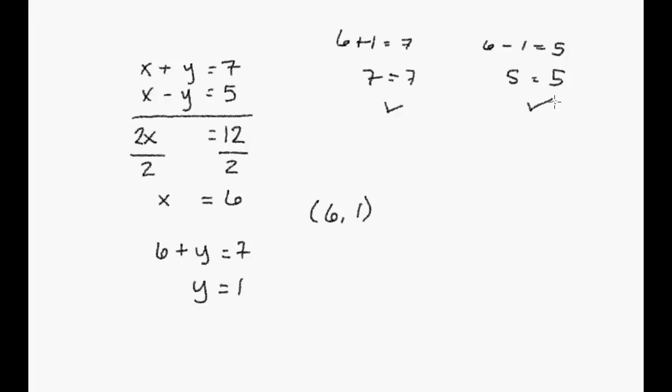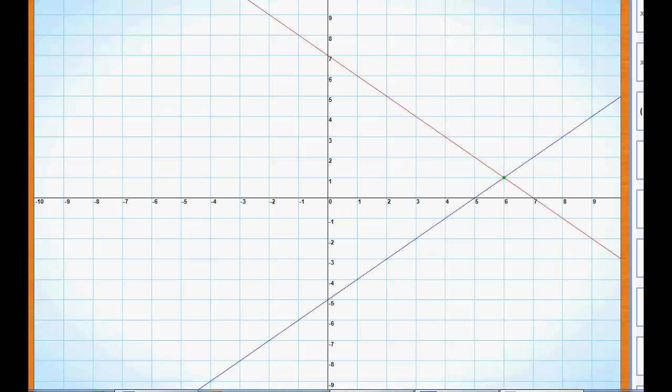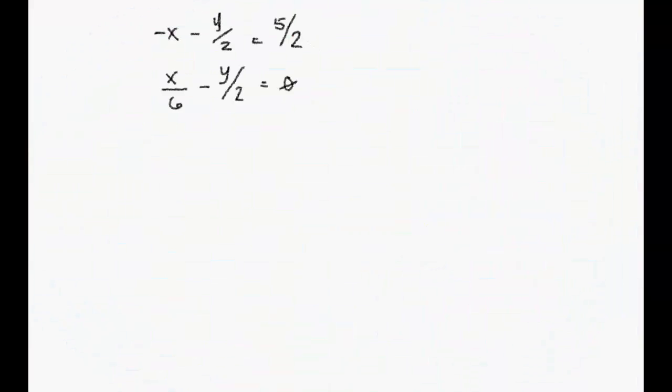All right, if we graph the two equations in the system, we're going to have two lines that intersect at that point, (6, 1). So let's go ahead and look at that and see what it looks like. The red line is x plus y is 7, and the blue line is x minus y is 5, and as you can see, they intersect at the point (6, 1). Okay, let's do one more.